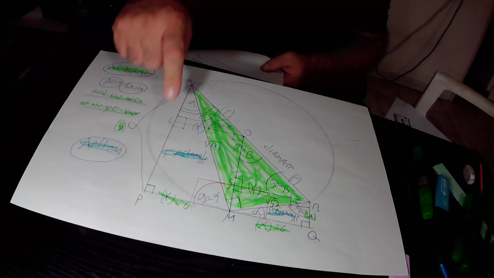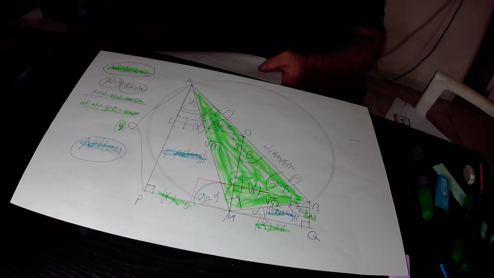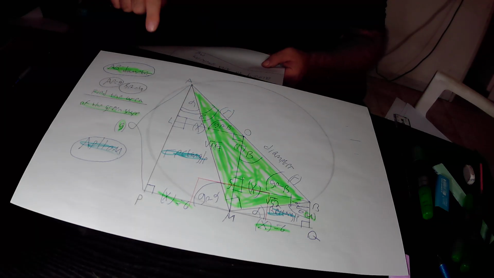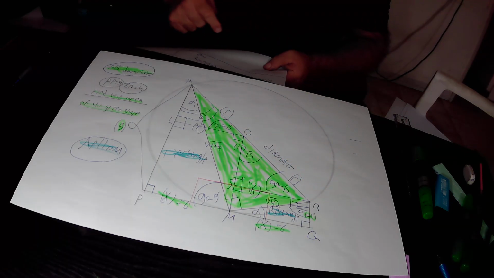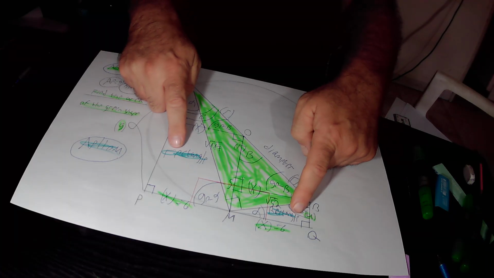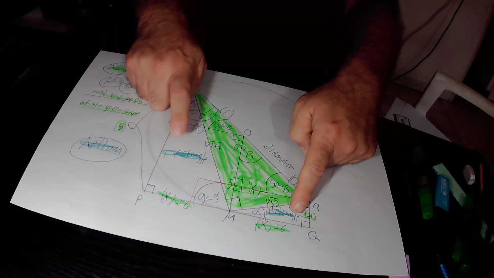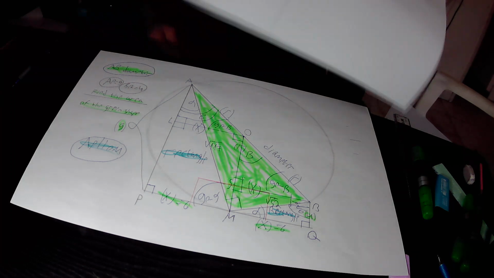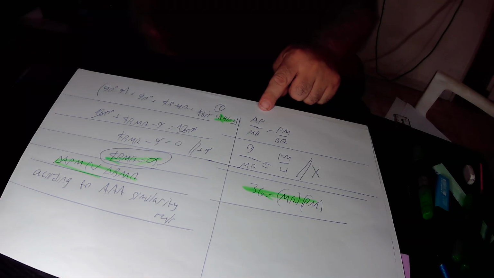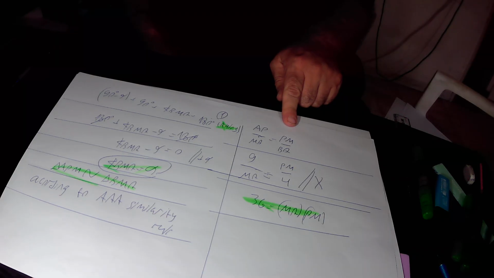We derive that side AP of the big right triangle APM, or side MQ of the small right triangle BMQ, is equal to side PM of the big right triangle APM, or side BQ of the small right triangle BMQ. Again, from the fact that those two right triangles are similar to each other, we derive this relationship between their sides.